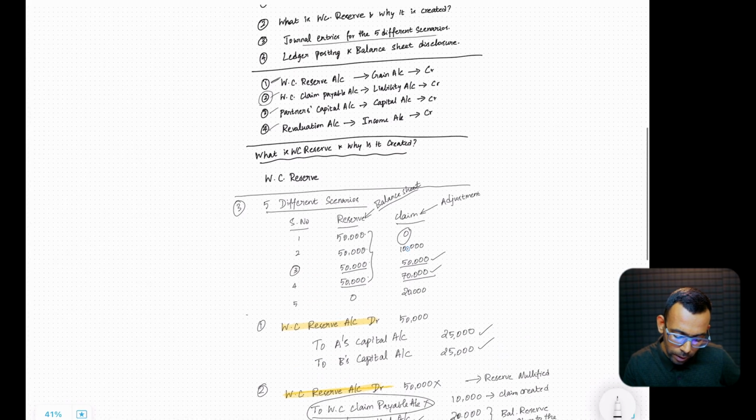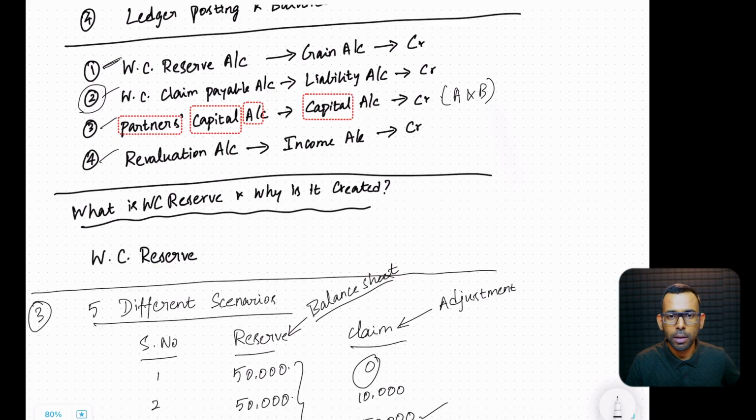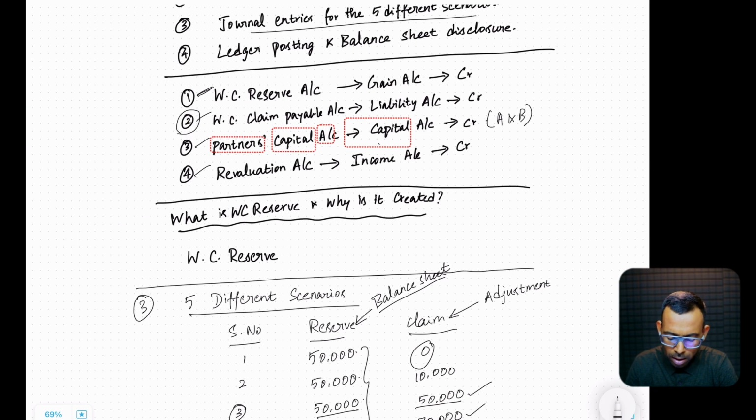Like I said, let me quickly recall the total number of ledgers that we have come across in this entire list of journal entries is only 4. Workman compensation reserve account, and then there is a claim payable liability account. Then there are partners' capital accounts. Here we saw in today's question A's capital and B's capital. Depending upon the names of the partners asked in the question, you will just fill the partner's name in that capital account. And then we also saw this revaluation account. Revaluation account is a credit-based account, but in the workman compensation scenario, it will take the debit side.